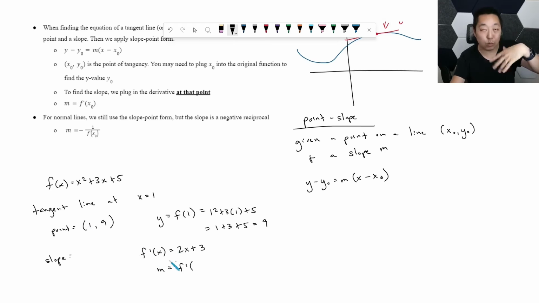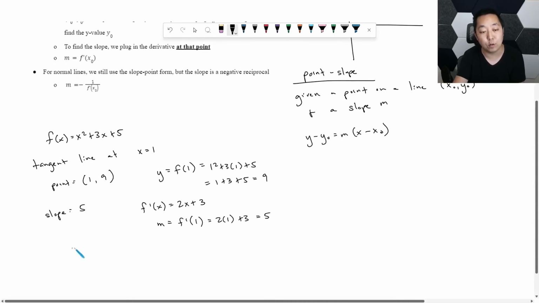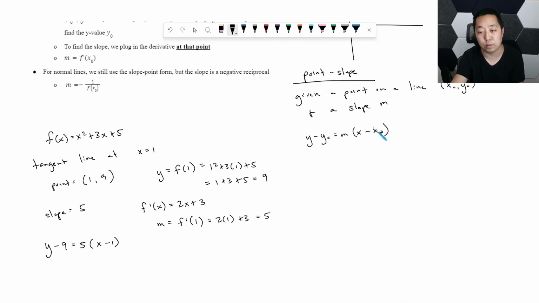So where do I want the slope? I want the slope at this point. So I want to plug in 1, and I would get 2 times 1 plus 3, which is 5. So now I know my slope is 5, and using point-slope form, you would say y minus 9 is 5 times x minus 1. That's what this form is telling you, and that would be the equation of the tangent line.